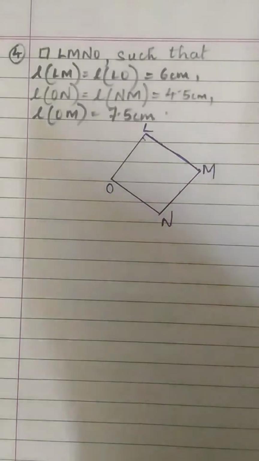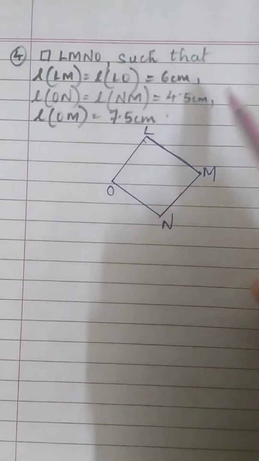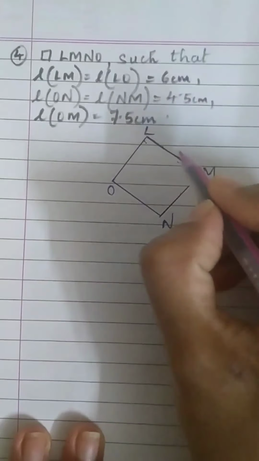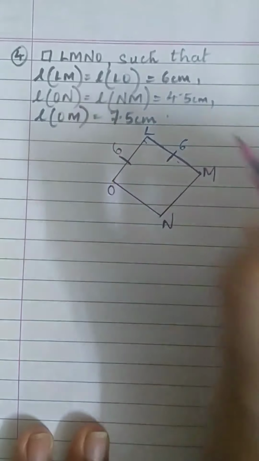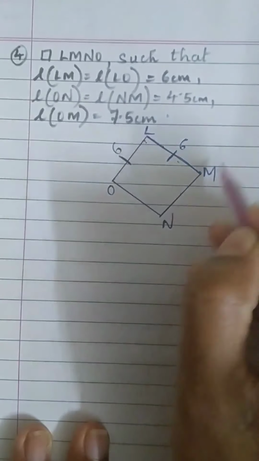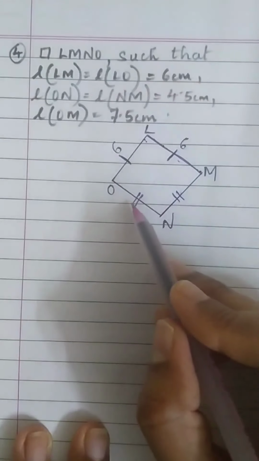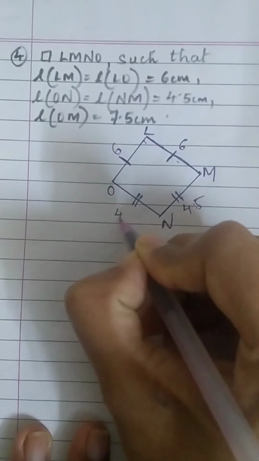Okay, so now we have the last question. Quadrilateral LMNO. I have drawn a rough quadrilateral, named it LMNO, such that LM is equal to LO. Okay, these two sides are equal. So I'll put identical marks, and both are 6 centimeter. 6, 6. LM and LO. ON is equal to NM. They both are equal. So this way I'll show the identical marks. Means these two are equal, and both are 4.5 centimeter.